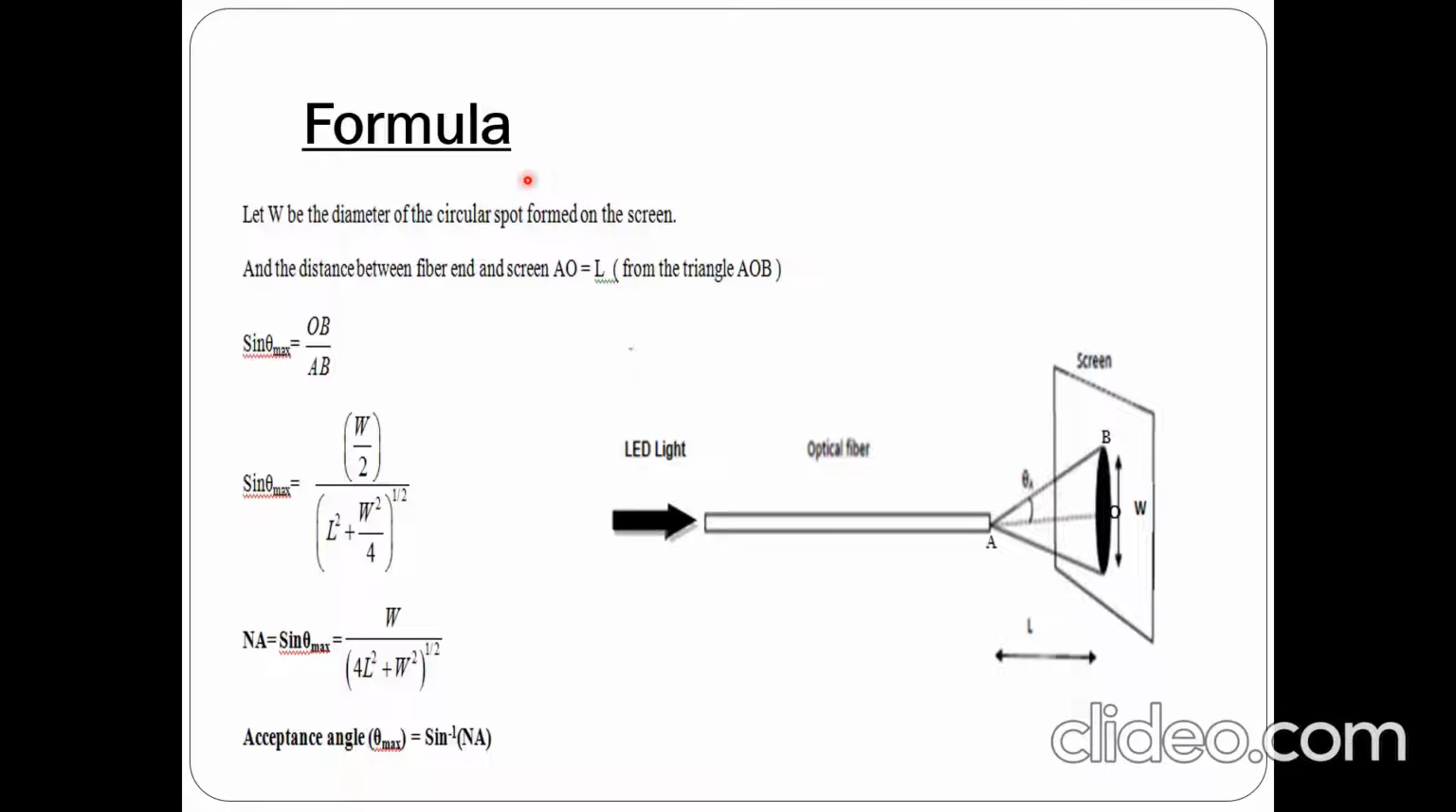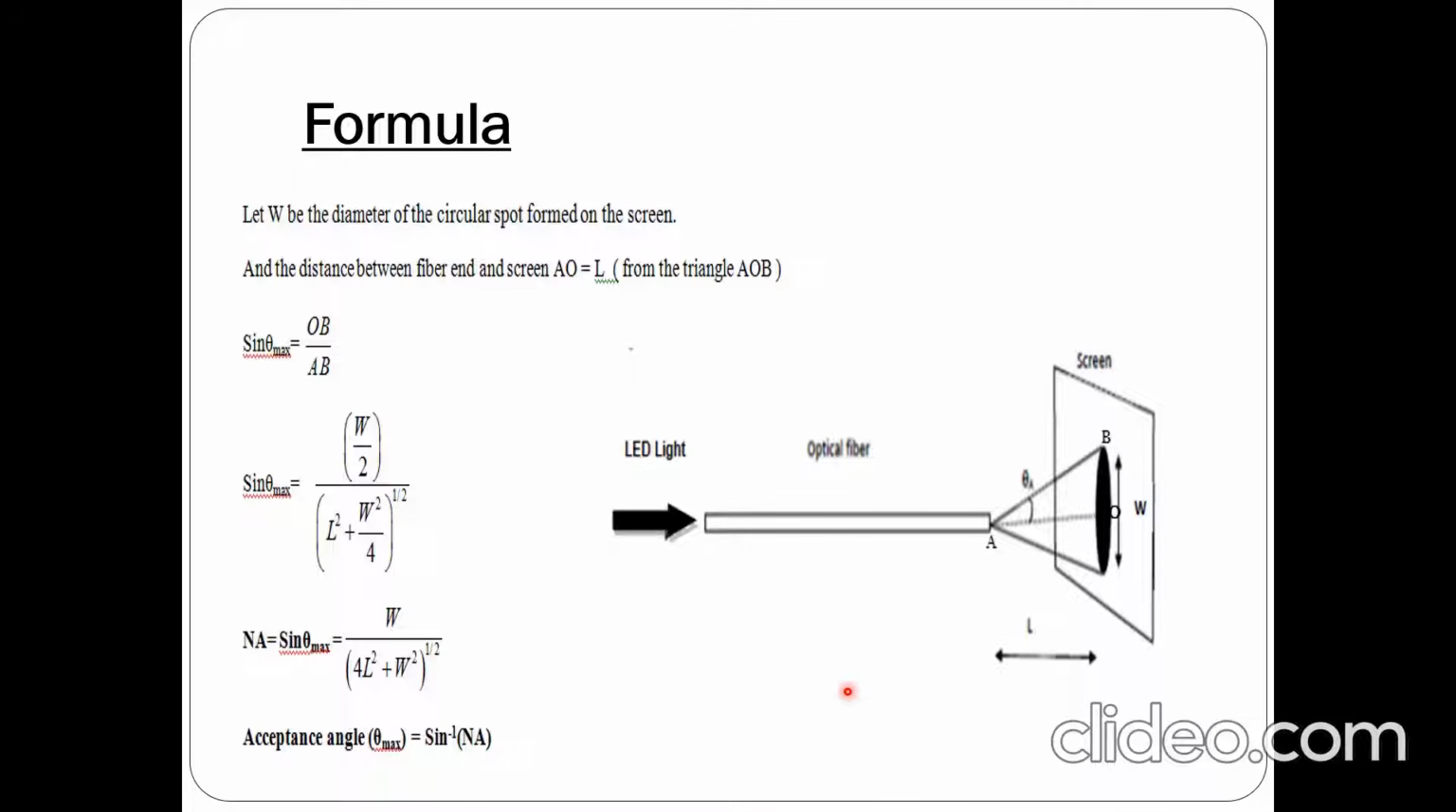Now let us see the derivation of formula for numerical aperture. From this triangle OAB, sin theta is equal to OB by AB. According to Pythagoras theorem, AB is the square root of OA square plus OB square. From this diagram, OA is L, OB is W by 2. By substituting the values in this equation and after simplification, we get NA is equal to sin theta maximum is equal to W by square root of 4L square plus W square. By taking the sine inverse of NA, we will get the acceptance angle. We use these two equations to find out the NA and acceptance angle of the given optical fiber.